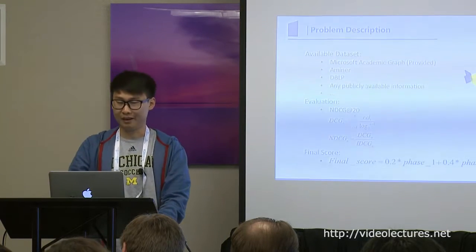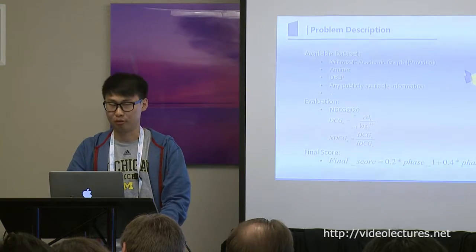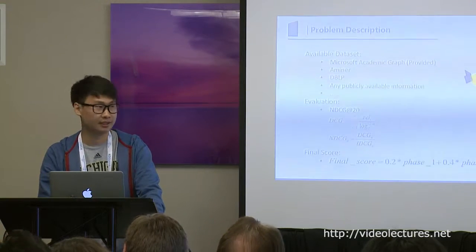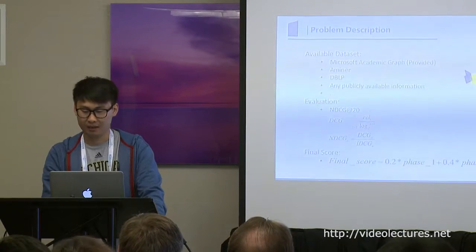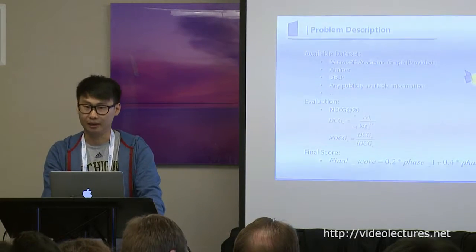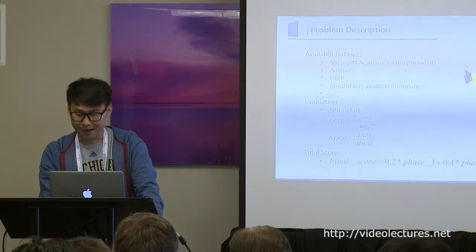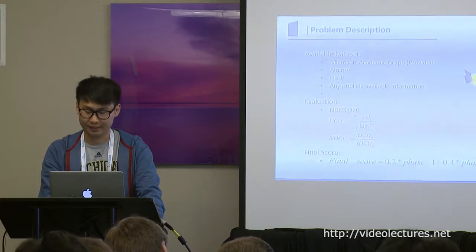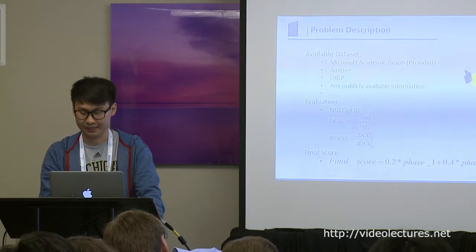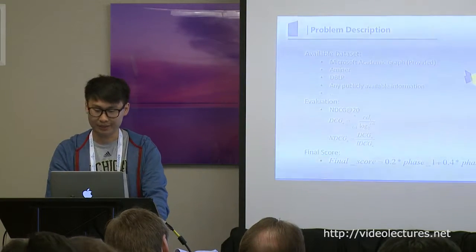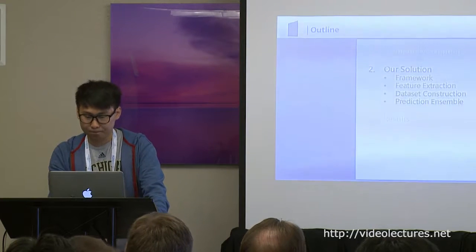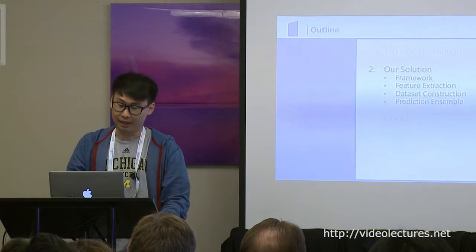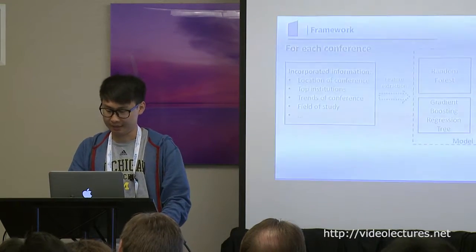The Microsoft Academic Graph dataset is provided in this contest, but this team also used the AMiner and DBLP datasets, which were publicly available. The measuring metric of this contest is NDCG at 20, and the final contest score for a team is a weighted summation of your scores in all three phases. Okay, next is their solution to this contest.